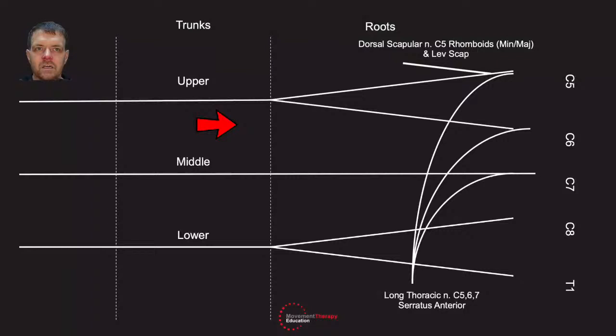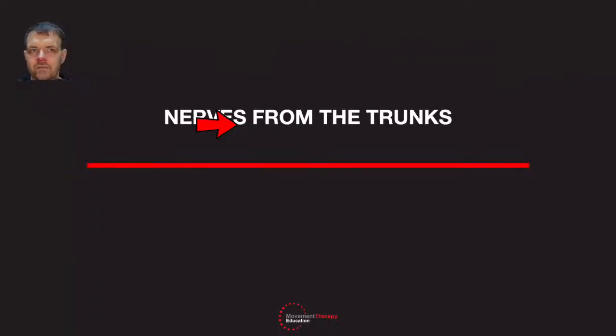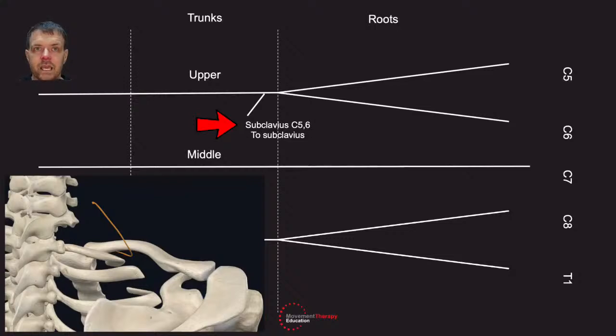So roots are done. Let's have a look at the nerves that come from the trunks. On this upper trunk, we've got a nerve that comes off and supplies the muscle that is just underneath your collarbone. And again, we talked about this muscle a few weeks ago. If you have a look at muscles of the shoulder girdle, I'm pretty sure it is in that section. Then we've got the muscle subclavius, so underneath the clavicle. So it's formed from the upper trunk, from C5 and C6, to the subclavius muscle.